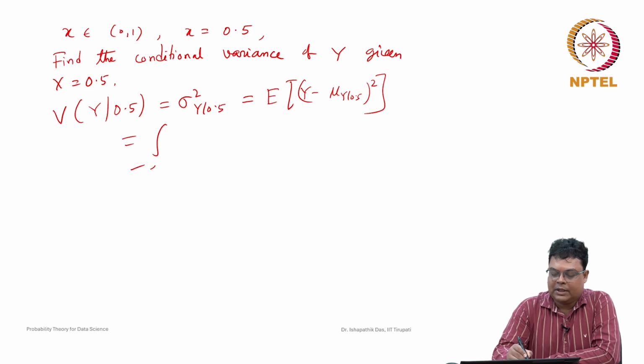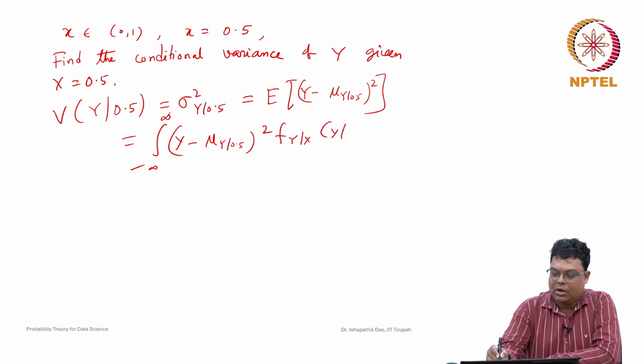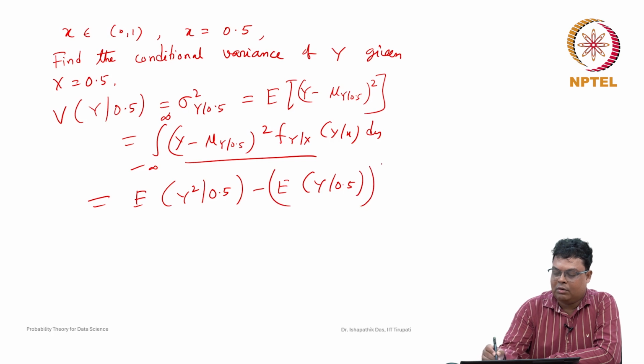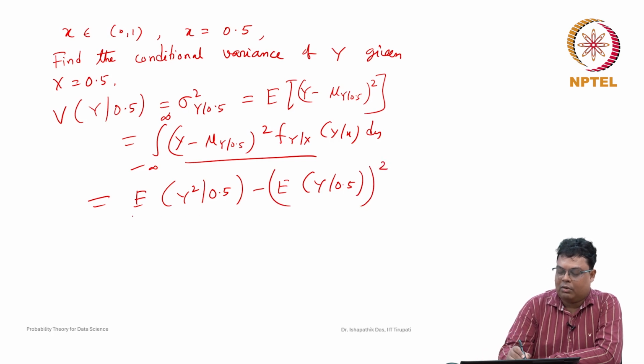So by definition this is the integral from minus infinity to plus infinity of (y minus mu y given 0.5) whole square f of y given x dy. Now this is a little difficult to compute, so we will follow this formula: the expected value of y square given 0.5 minus the expected value of y given 0.5, which is 0.25 as we computed just now, whole square. Now we have to compute this value.